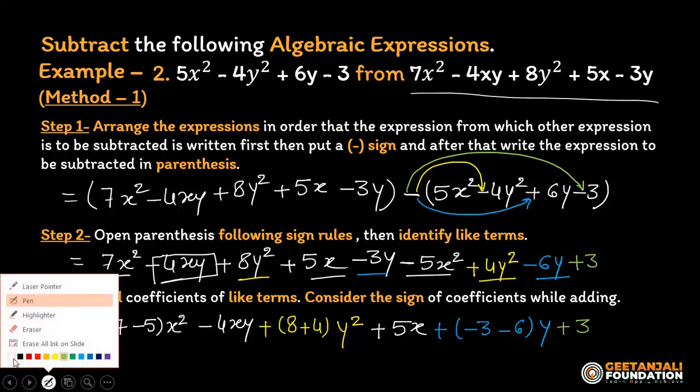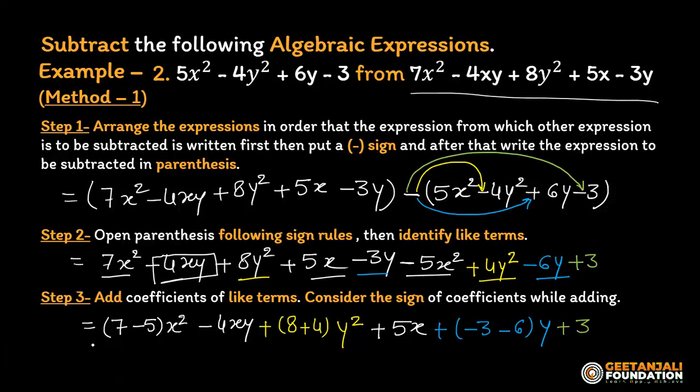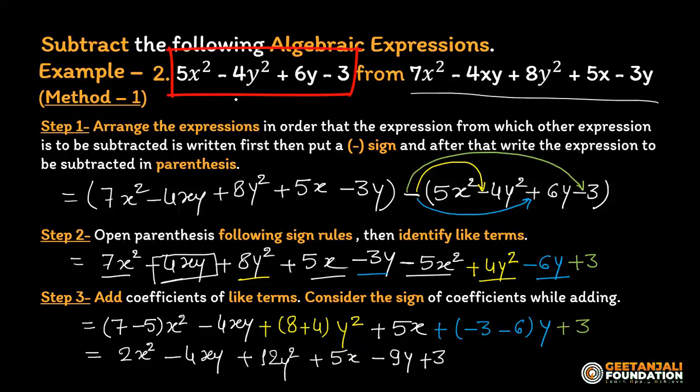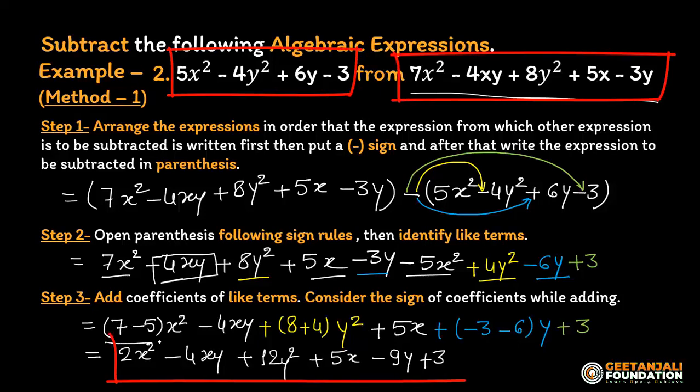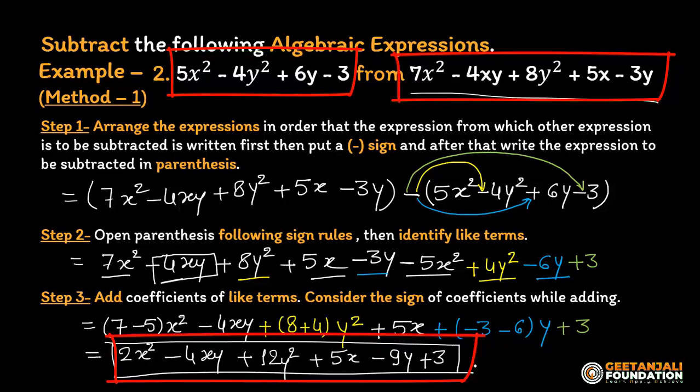Now let's simplify all the terms. So here 7 minus 5 will give you 2x squared, minus 4xy, plus 8 plus 4 is 12y squared, plus 5x, minus, 3 plus 6 is 9, minus 9y, plus 3. So this is done. Once you subtract this expression from this expression, you get this lengthy expression. So this is example 2 by method 1.